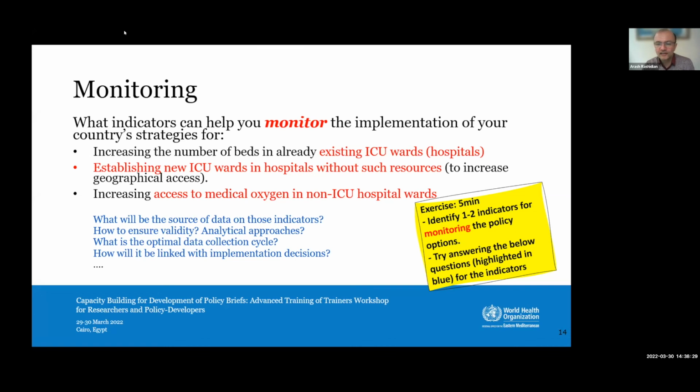So I repeat the question again. What would be your indicator? Select 1 or 2 of the policy options. What would be the indicator that enables you to monitor progress with this policy option? And try answering those questions for that indicator. I'm reminding colleagues to remember the context. This was in response to COVID-19, so hospitals are under pressure. You are doing something for it as soon as you can, and you want to see whether what you are doing is working.